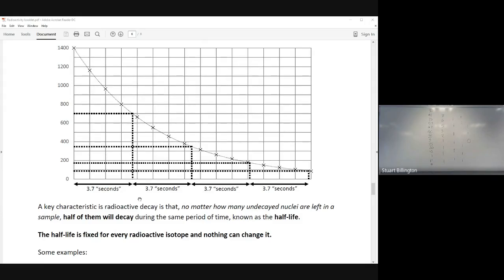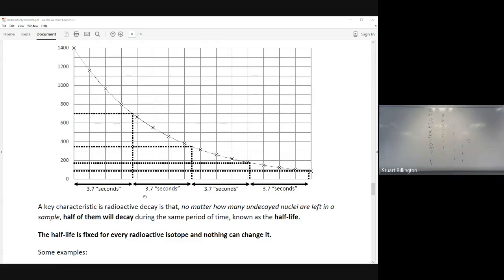Now, I have absolutely no idea which atoms will decay in particular. If I give you 1 million atoms, I can promise you that 500,000 of them will have decayed in, I don't know, 3.7 seconds. I won't be able to tell you which 500,000, just that it'll be roughly half of them, 1 in 2. Every other atom will have decayed, every other nucleus.